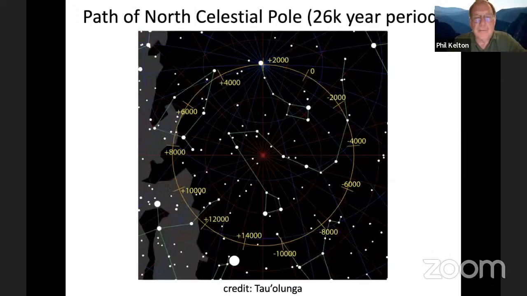And this next diagram illustrates how the North Celestial Pole goes around a cycle of about 26,000 years. So at the top center where it says plus 2,000, that's where Polaris is and the Little Dipper. Over on the right side, between minus 2,000 and minus 4,000 is where Thuban is located, and that's where the pole star was located back in the time of the Egyptians. And then the chart shows other stars in the sky and when they either were or will be the pole star.